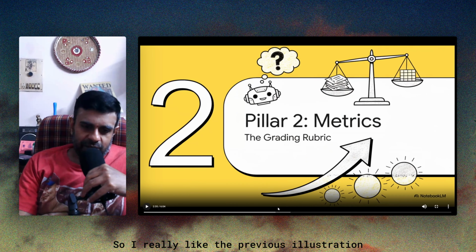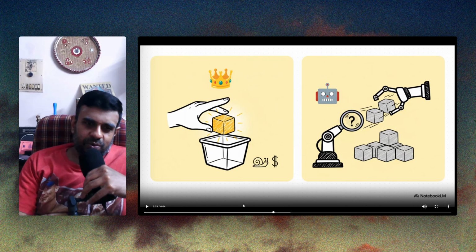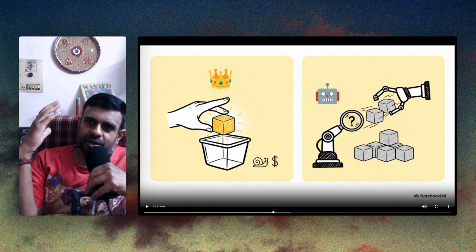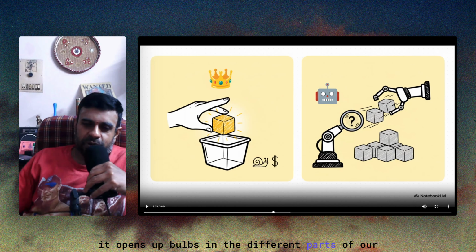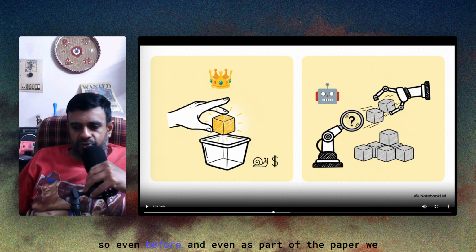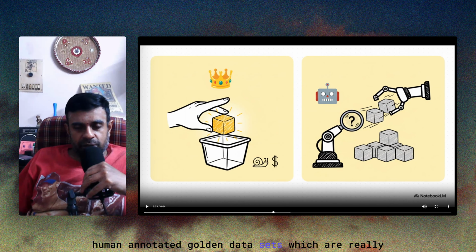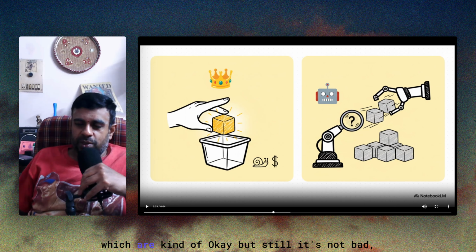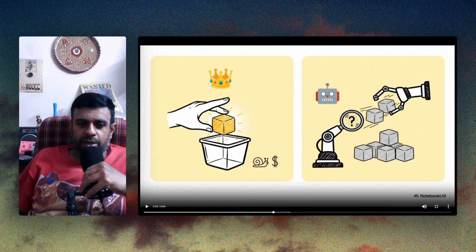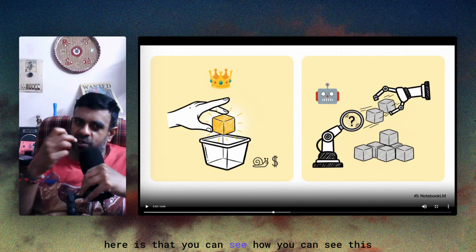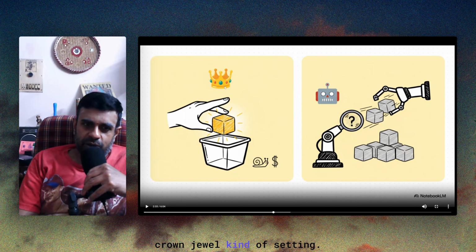Well, I really like the previous illustration, again, it's about how we can relate to things, and it opens up bulbs in different parts of our brain, right? So even before, and even as part of the paper, we had seen these golden data sets, human annotated golden data sets, which are really good. And then synthetically generated silver data sets, which are kind of okay, but still not bad. And what's so nice about this illustration is that you can see this crown jewel kind of setting.